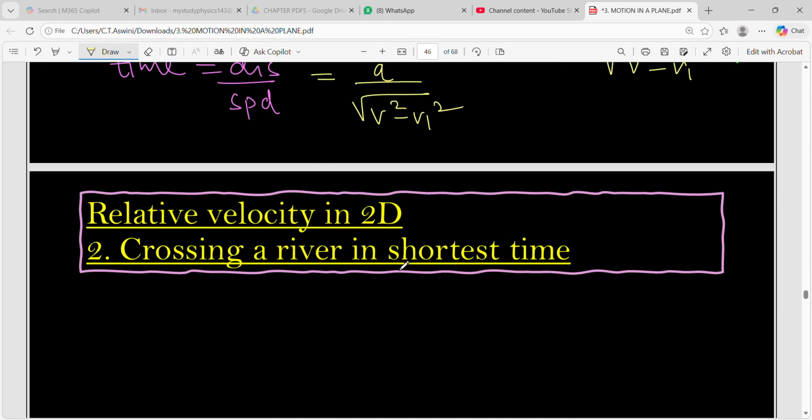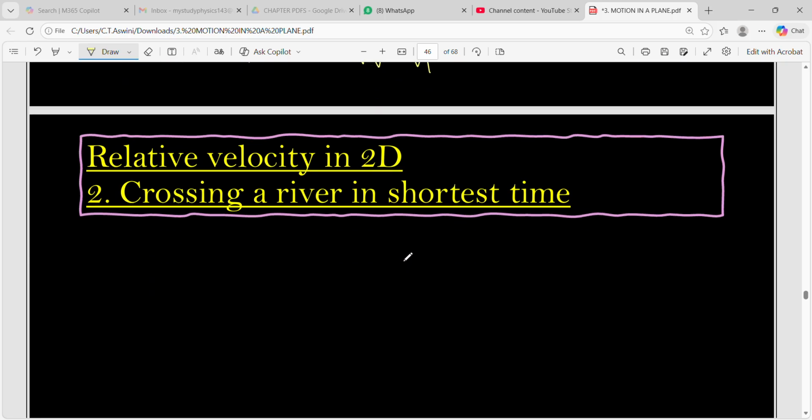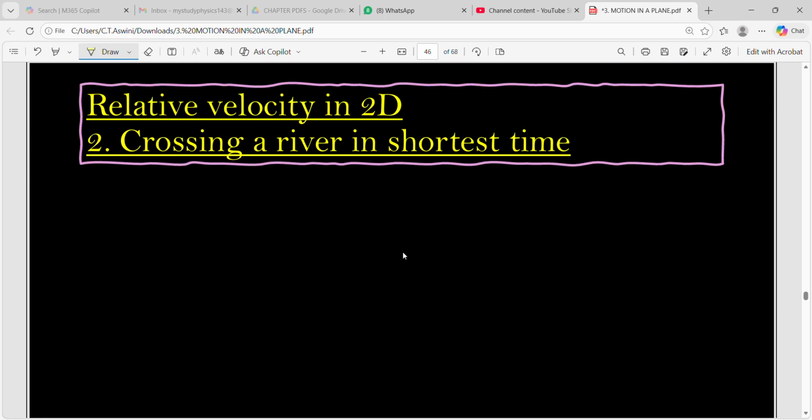Fine. Now we'll move on to the next topic: crossing a river in shortest time. This time the swimmer is not bothered about the path. River, you push me however you want. But my target is only to cross the river in minimum time as much as possible. So this is the target of the swimmer now. He has to cross in the shortest time. So how can we make it possible?